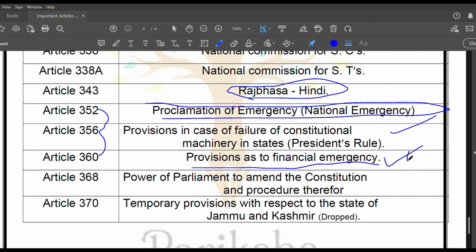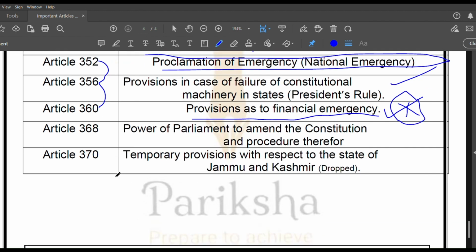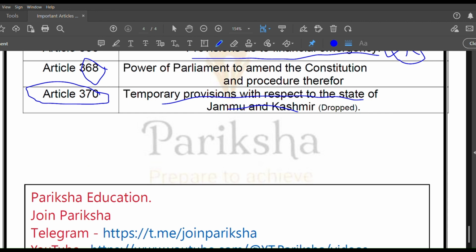Till now, we have never experienced a financial emergency. We were lucky enough. And Article 368 talks about the power of Parliament to amend the Constitution and the procedure therefor. By this power, Parliament has amended the Constitution and removed Article 370, which was a temporary provision with respect to the state of J&K. So these were all the articles that have been served up in a video of 17 minutes.